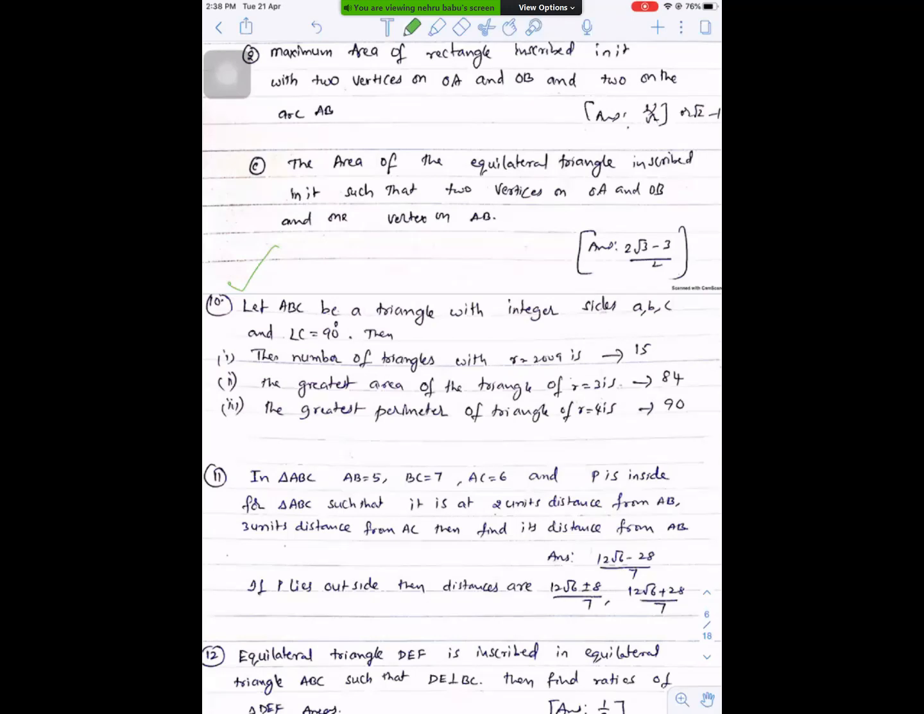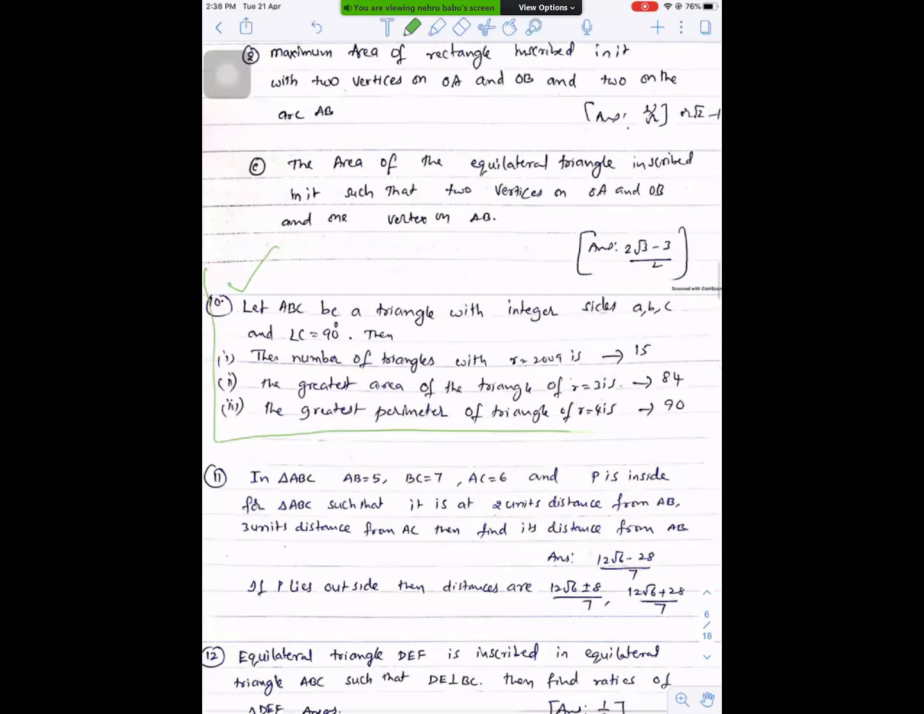Let ABC be a triangle with integer sides, angle C equal to 90 degrees. Then how many triangles are possible with inradius 2009? And the greatest area of the triangle when R equal to 3. The greatest perimeter of the triangle when R equal to 4. Just try this question.